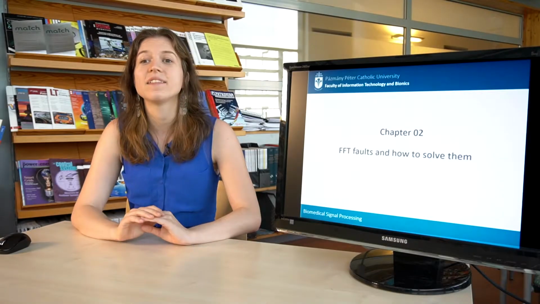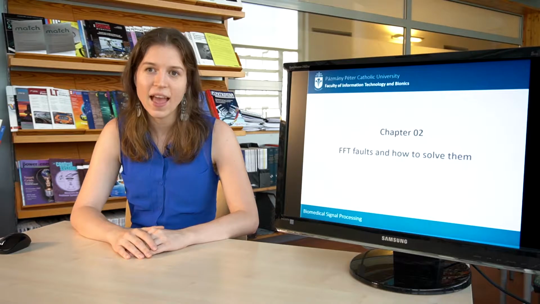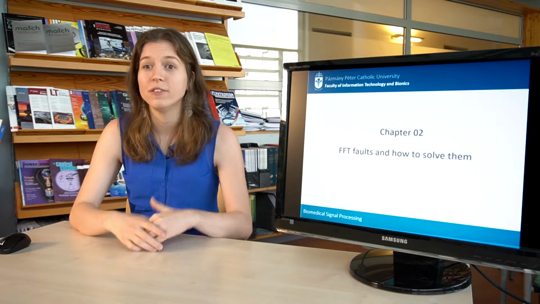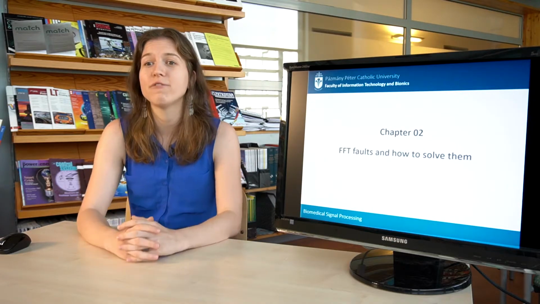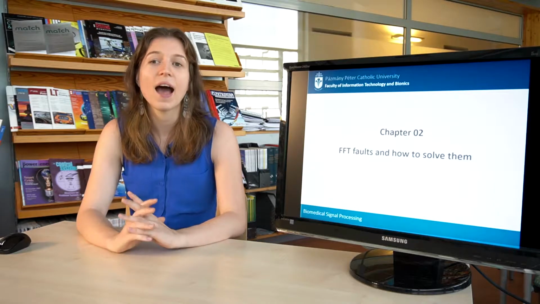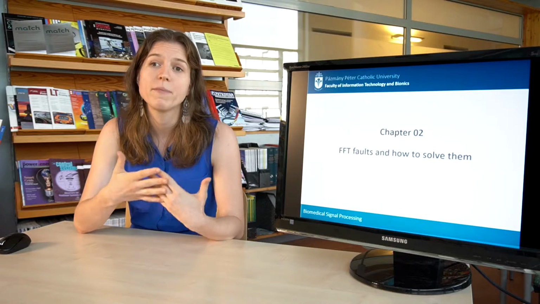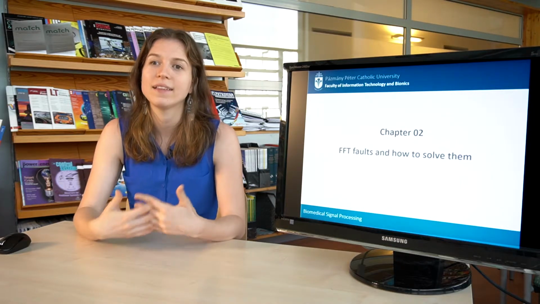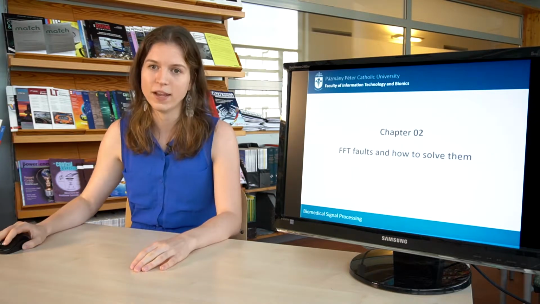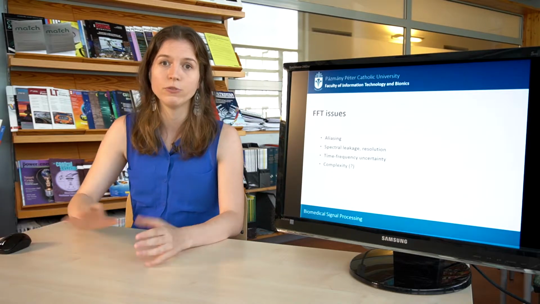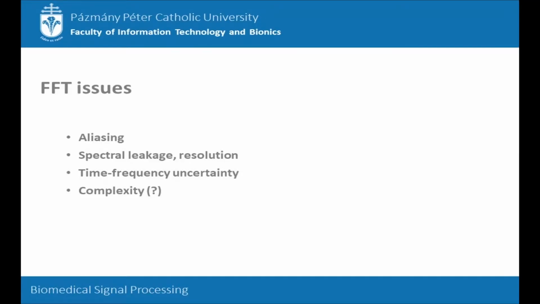Welcome back. This is the second chapter of lecture 6, and now I will talk about the faults, the issues with fast Fourier transform and how to solve these issues. So some other non-parametric methods for getting a nice spectrum without the issues. So what could be these issues with the fast Fourier transform?